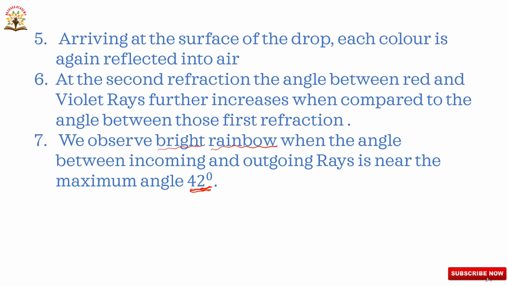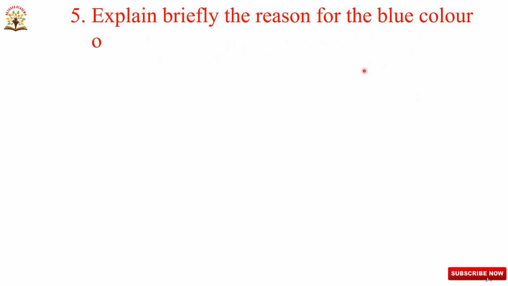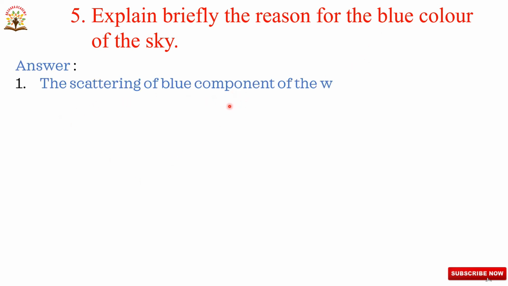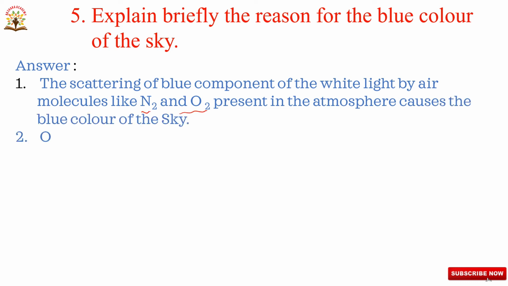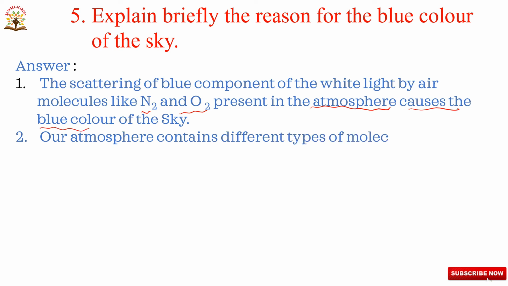The next question, the fifth one: explain briefly the reason for the blue color of the sky. Now I am going to explain why the sky is blue. The scattering of the blue component of white light by air molecules like nitrogen and oxygen present in the atmosphere causes the blue color of the sky.